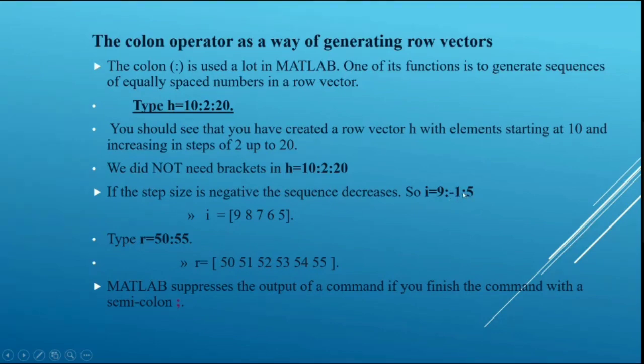For example, it decreases by 1. For 9 minus 1 is 8, so 9, 8, 7, 6 till 5. Now for r equals 50 colon 55, as nothing is given here, it only increases by 1. It is by default only. 50 plus 1, 51, 52, 53, 54, and so on.